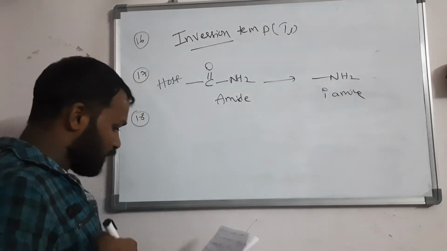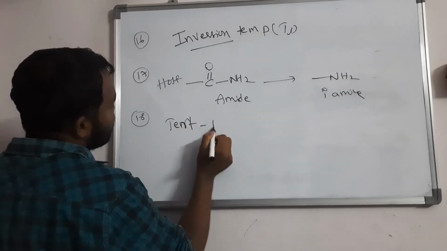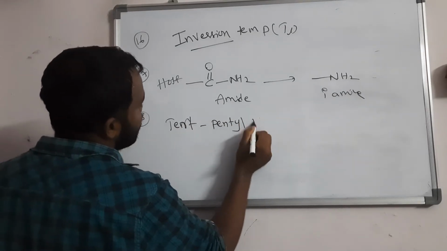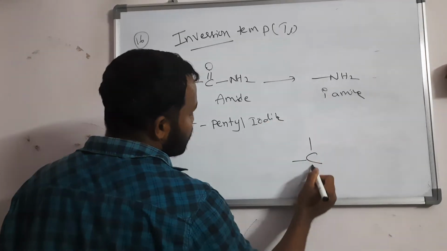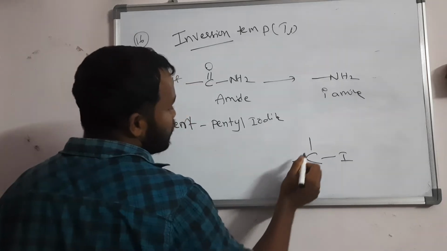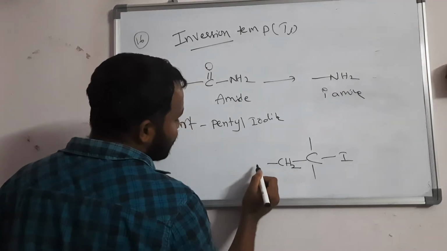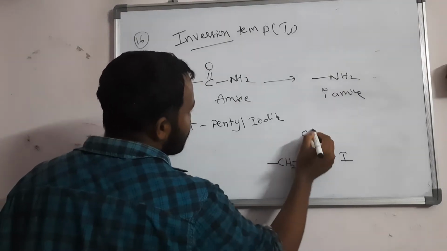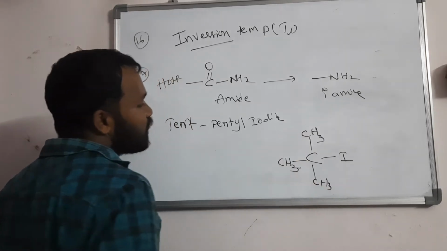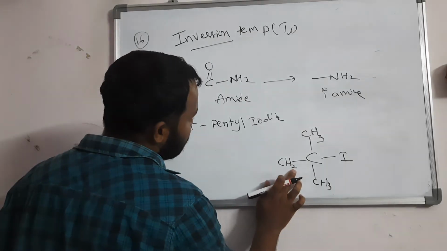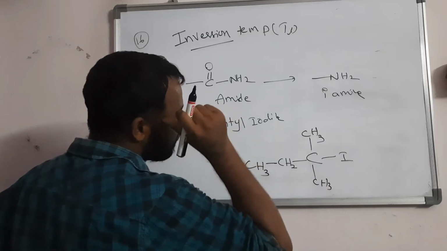They asked the IUPAC name of tertiary pentyl iodide. How will you write tertiary pentyl iodide? This is the tertiary group, and this is iodide. This is tertiary butyl iodide, with CH3 here, CH3 here. But for tertiary pentyl iodide we have to write CH2 CH3. So this is now the tertiary carbon.